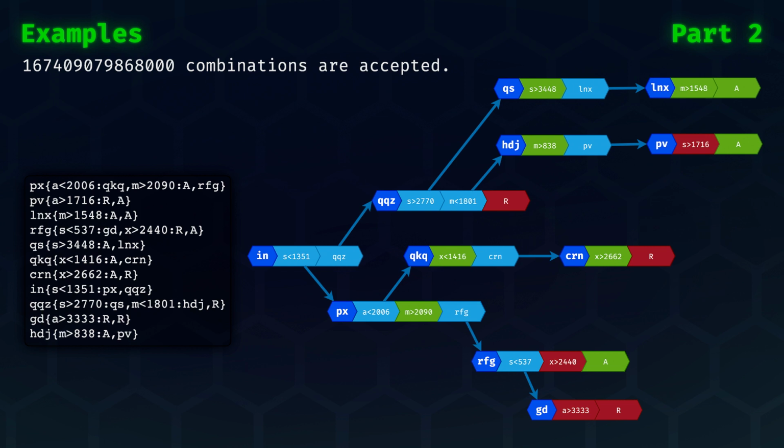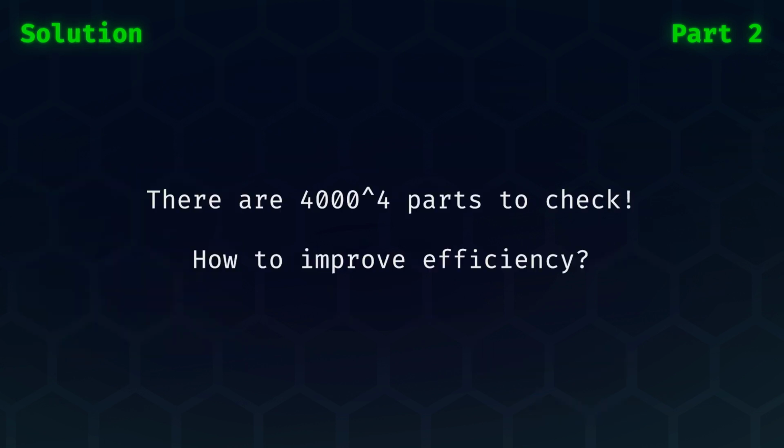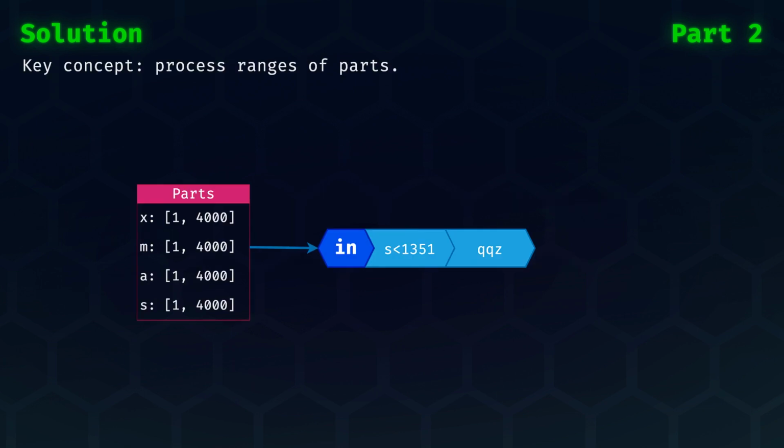Let's take a look. First off, the total number of possible parts to check is enormous, so the key to part 2 is to find a way to improve efficiency. The key concept of how you can do this is to process ranges of parts as opposed to individual parts.